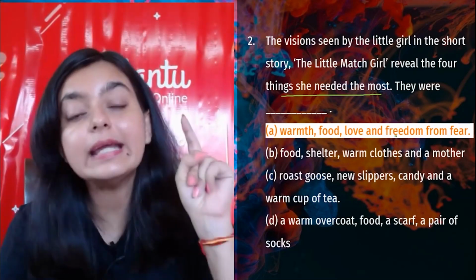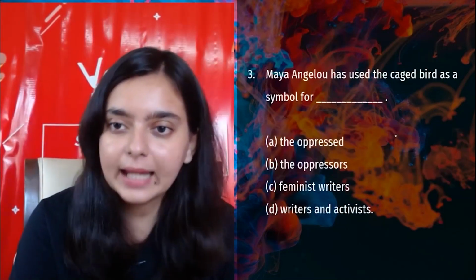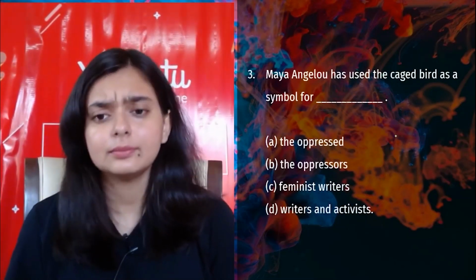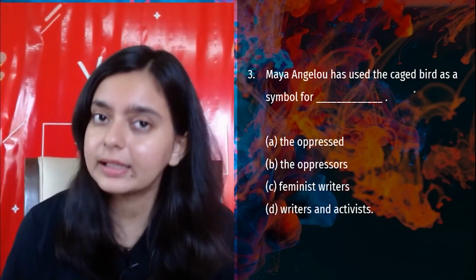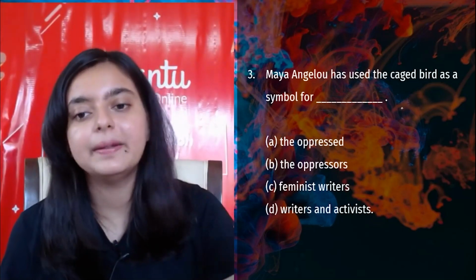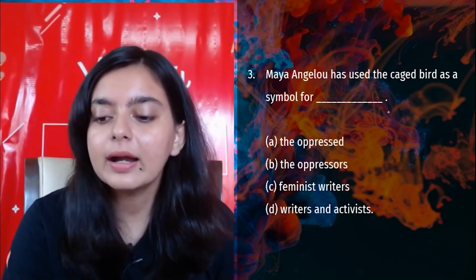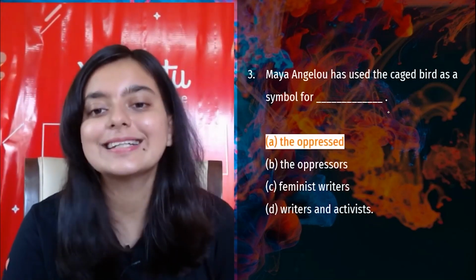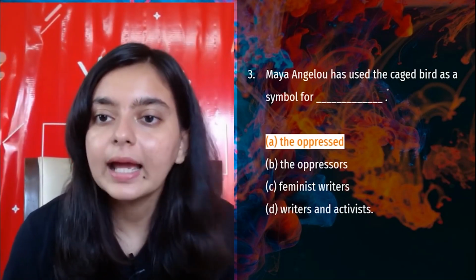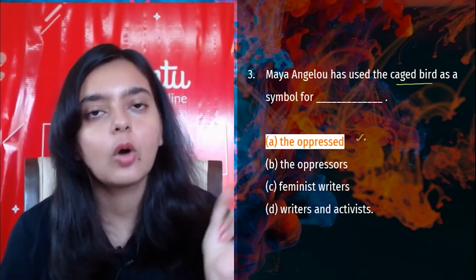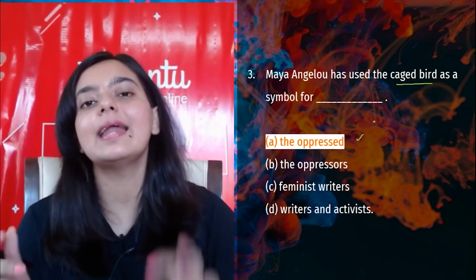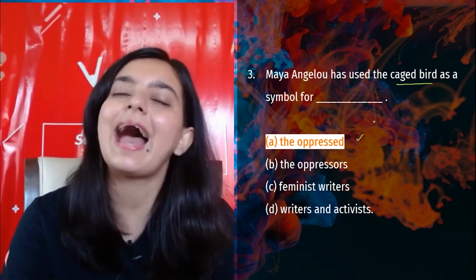Please note that. Please focus on the visions. Okay? This is the question from The Caged Bird Sings, which we have not yet completed. So I will be discussing this later. For now, just note the answer. The answer is the oppressed. The caged bird is the symbol for the oppressed. I will be taking up this poem and then I will be discussing this question at length.